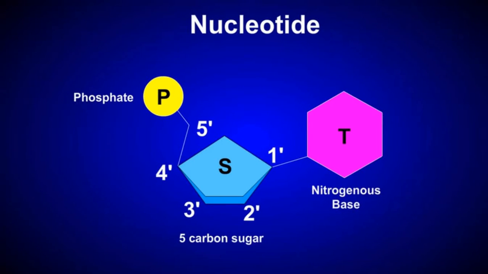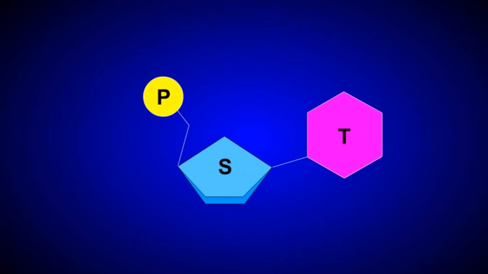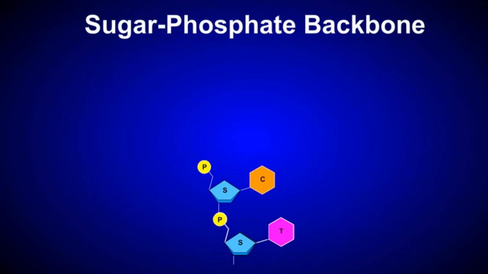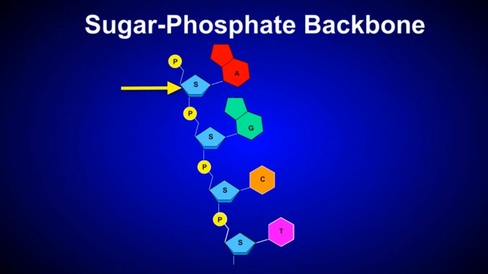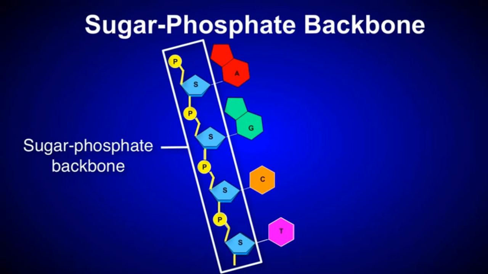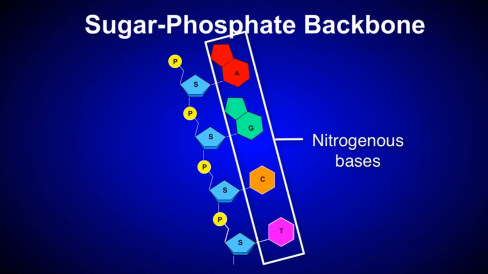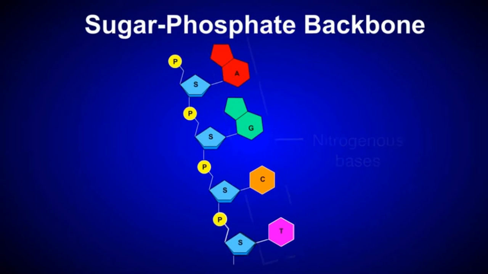base. The 5-carbon sugar present in DNA is deoxyribose, and the 4 nitrogenous bases are adenine, guanine, cytosine, and thymine. Nucleotides are linked together by dehydration synthesis, or polymerization reactions, between the sugar of one nucleotide and the phosphate group of a second nucleotide. In the process, a sugar-phosphate backbone is formed, linking the nucleotides together. Notice how the nitrogenous bases project to one side of the backbone.